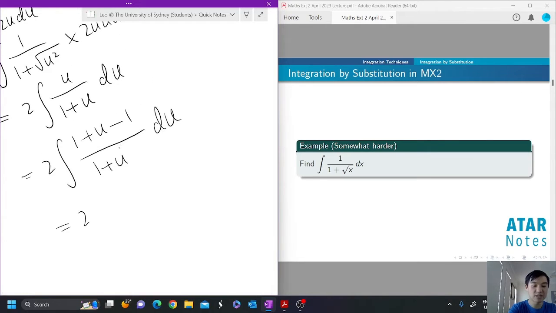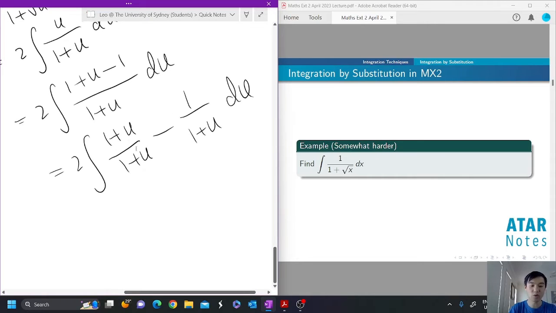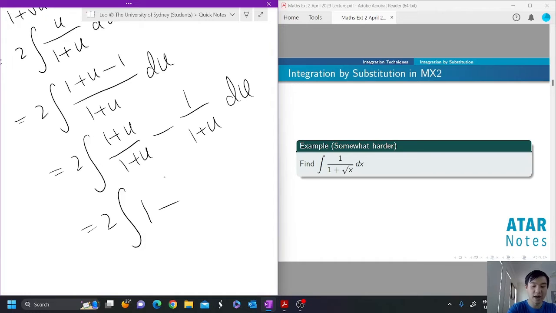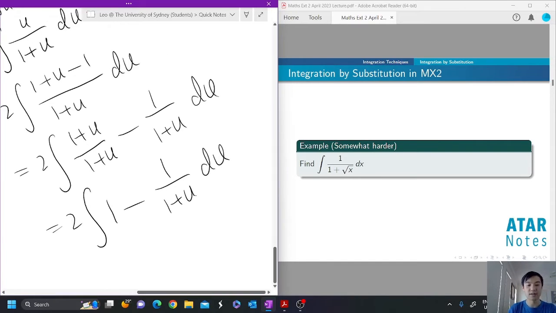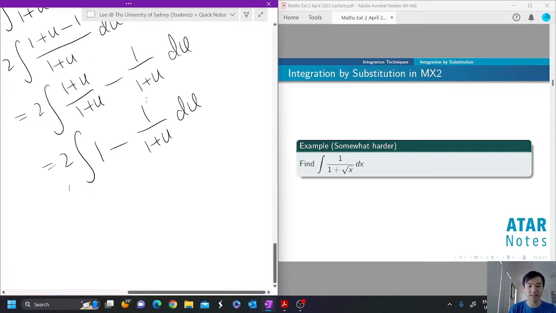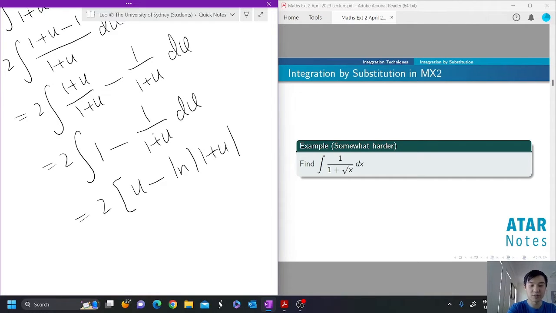Well, now I can just split the fraction. So this is 1 plus u over 1 plus u, minus 1 over 1 plus u, like so. This all cancels nicely and becomes 1, and here I will have minus 1 over 1 plus u instead. So now we can integrate this result. The integral of 1 is u, and the integral of 1 over 1 plus u is ln absolute value of 1 plus u.